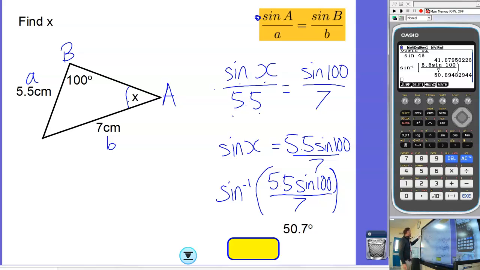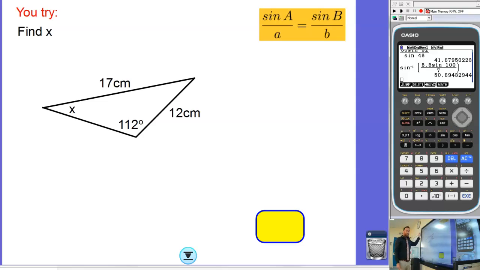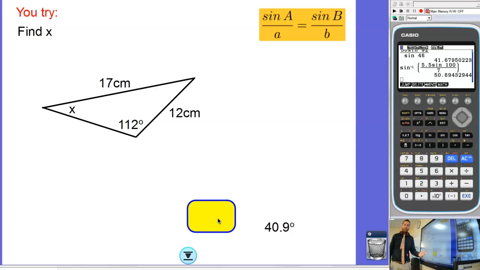One last thing for you to try. Here you go. So pause the video and have a go at this one, and I'll very quickly give you the answer. So pause, and I'm just going to go straight to the answer. It's 40.9. That's the sine rule.